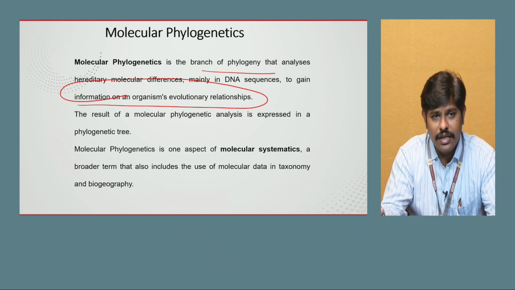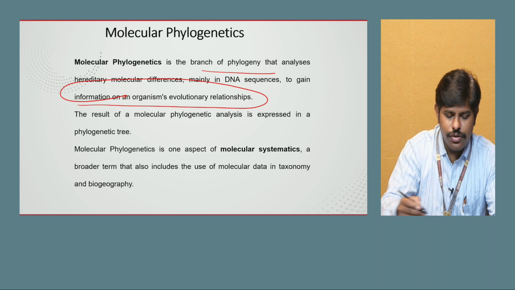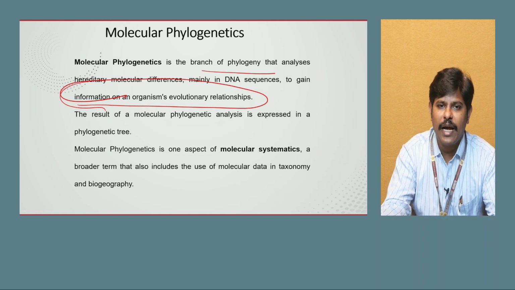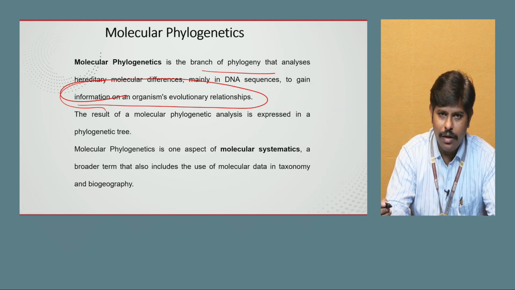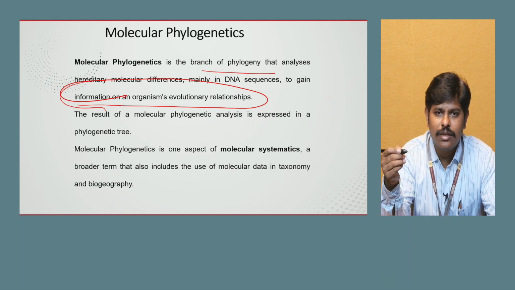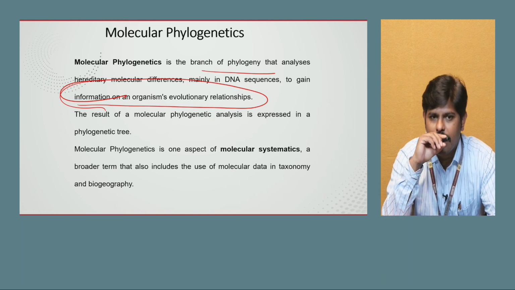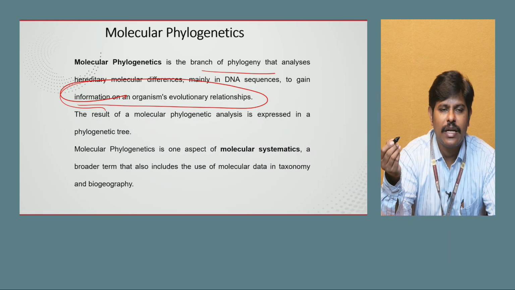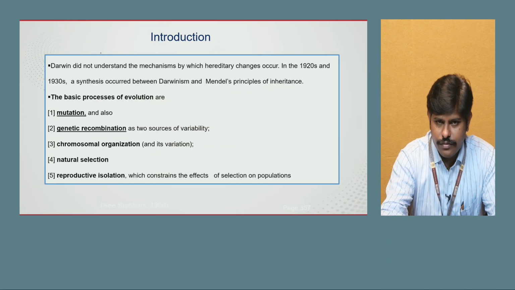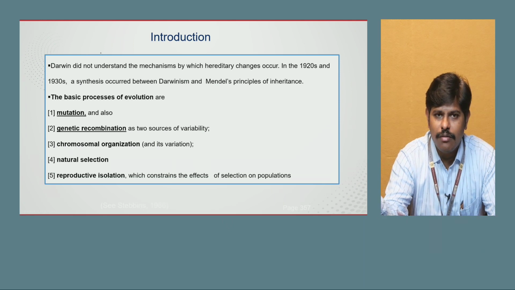Whereas in classical phylogenetics, we use physical characters, physical aspects. Suppose you take a plant: the type of the flower, the size of the flower, the arrangement of petals, the arrangement of sepals. These physical characteristics are observed and trees are constructed. Whereas here we use simple DNA sequences. So it is considered one of the biggest developments in biology to understand the evolutionary process.